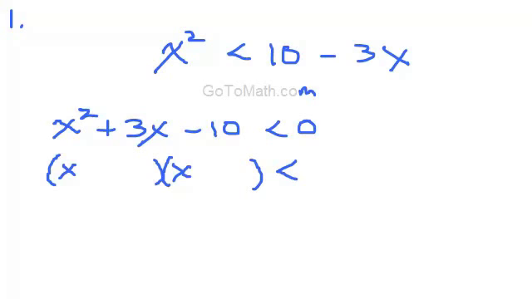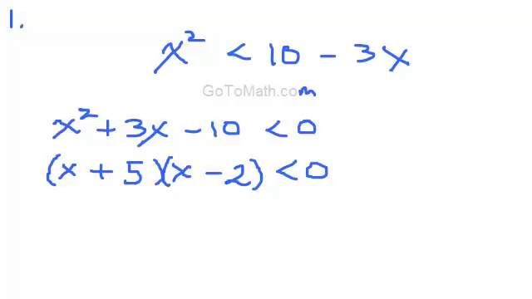Okay, so two numbers multiplied together gives us negative 10, and when we add them, we get 3. So what about 5 and 2, right? We know that 2 times 5 is 10, and we know that 5 minus 2 is positive 3. So let's put a plus sign here and a minus sign right here.